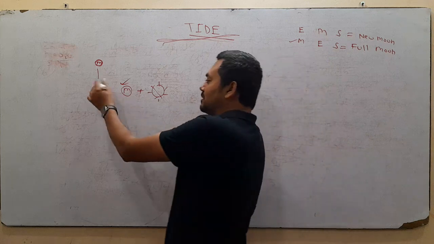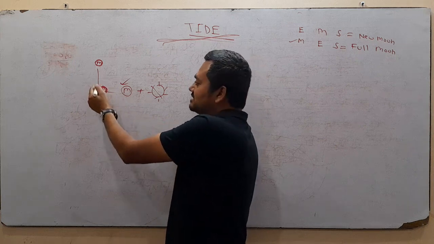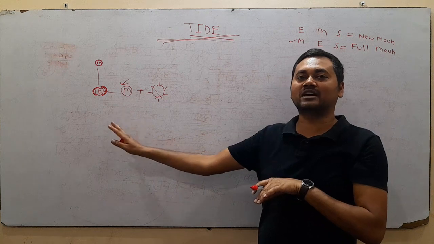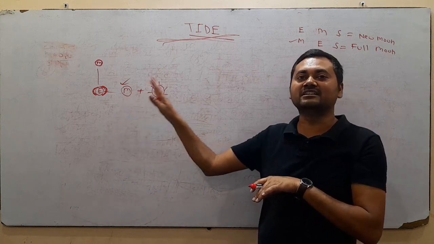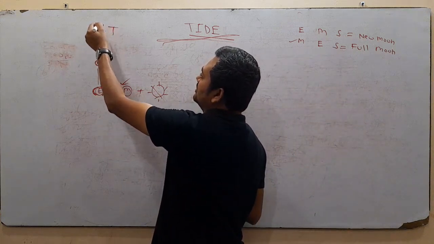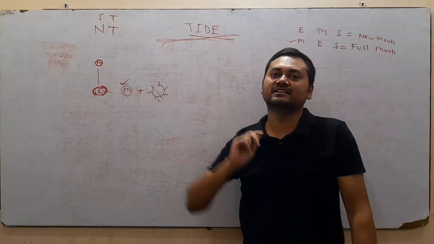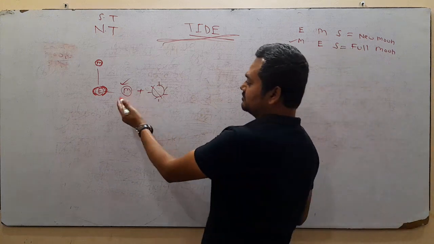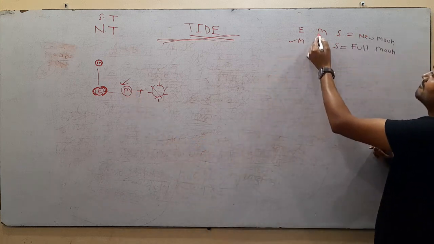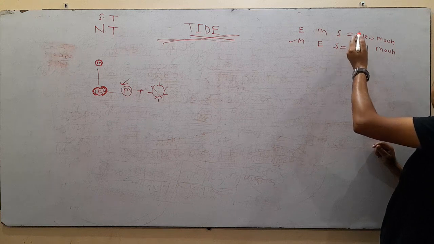So naturally we will realize bulging at this position as well, but it will not be as strong as the bulging of the previous one. That's why this tide is called neap tide. Okay, neap tide. The first one is spring tide, the second is neap tide. This situation, when the moon is in between, is called new moon, also known as Amavasya.